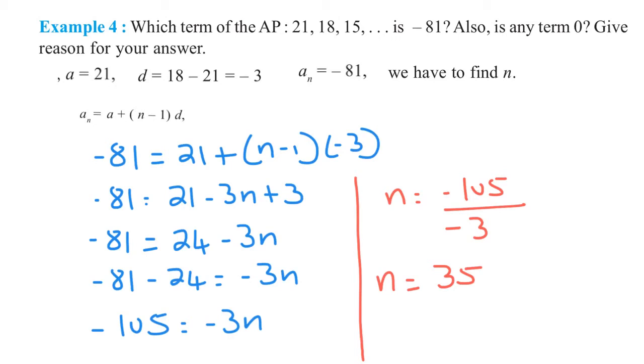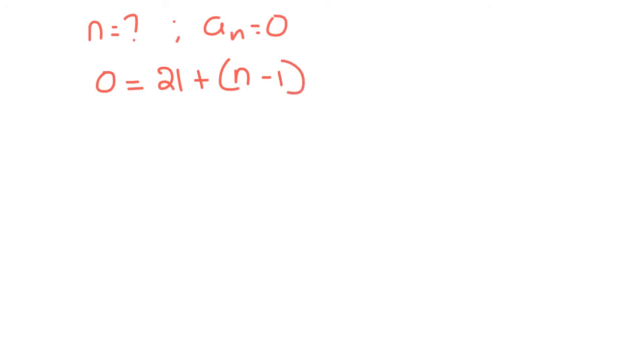The second part of the question is: is any term 0? Give reason for your answer. In other words, we have to find out what is the value of n for which an is 0. So apply the same formula, an equal to first term. What was the first term? So the first term is 21 plus n minus 1, we don't know n, times the common difference. The common difference was negative 3. So we open the brackets, simplify and find the value of n.